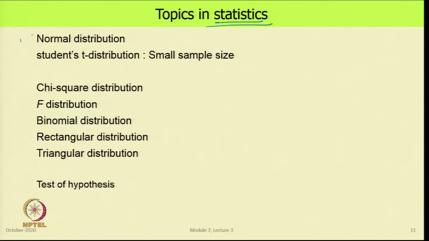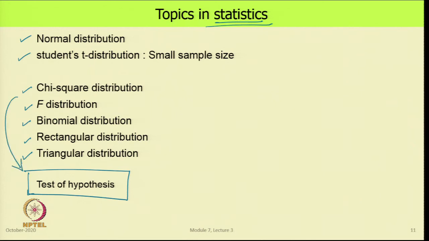We have been talking of normal distribution, students t distribution, this we have done, but then there are many other distributions that we can use for different types of purposes. The chi-square distribution, the f distribution, binomial distribution, rectangular and triangular distributions we have come across a little bit in uncertainty propagation. And then there is a major set of things for which we require this knowledge, which is test of hypothesis. And that is what many science and engineering experiments are all about.